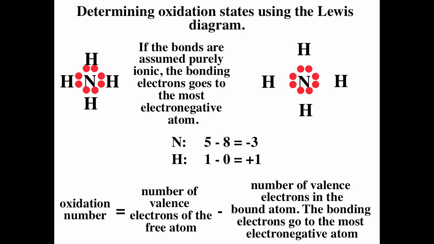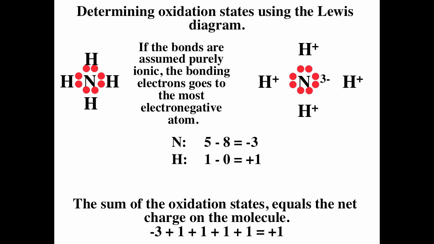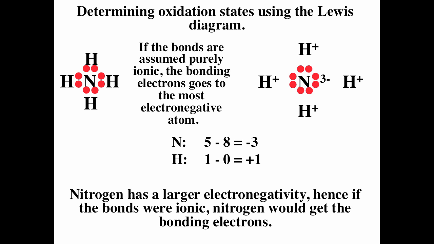The 2 rules are a little bit faster though. And again, the sum of oxidation states equals the net charge, so we get that net charge of +1. Ammonium ion has a +1 charge. And again, nitrogen has a larger electronegativity, so it gets the bonding electrons and ends up with the negative oxidation state, and hydrogen has the positive oxidation state.